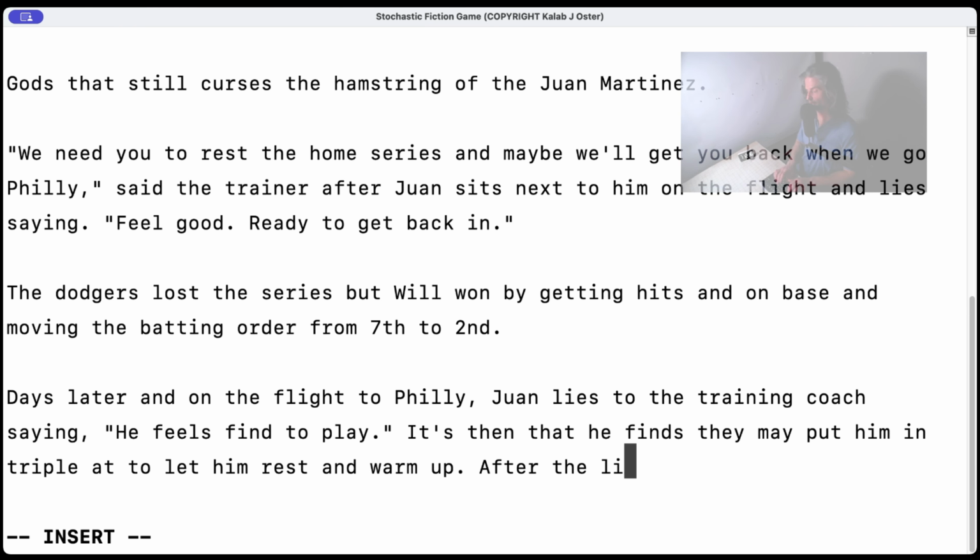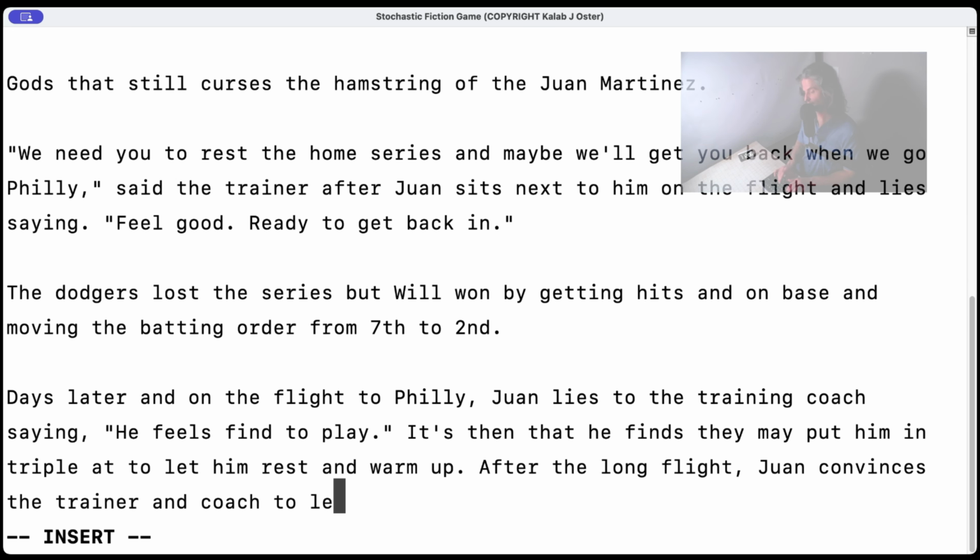After the long flight, Juan convinces the trainer and coach to let him DH to test his leg. I need a piece. I'm ready to go.